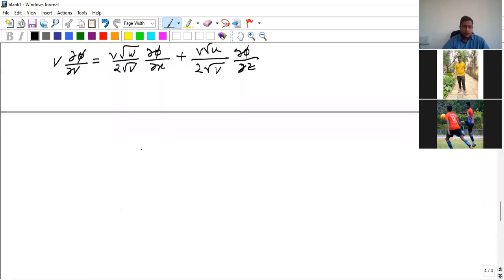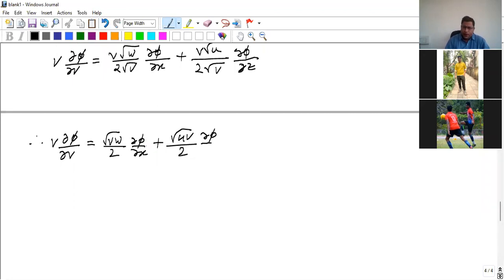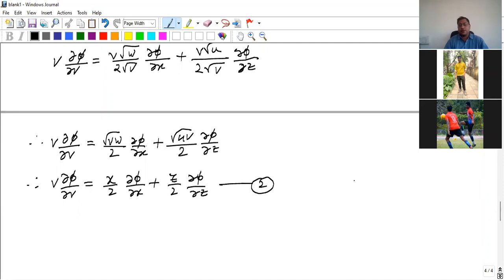Now we can write next: v ∂φ/∂v is equal to root of vw by 2 ∂φ/∂x plus root of uv by 2 ∂φ/∂z. But we can see this is x exactly and this is z exactly. So we have v ∂φ/∂v is equal to x/2 ∂φ/∂x plus z/2 ∂φ/∂z, and this is equation 2.